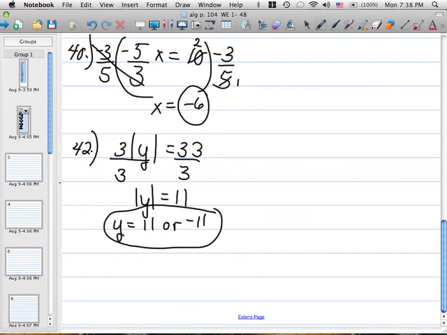Do not skip this line. This line must be on your paper. Followed by this line.